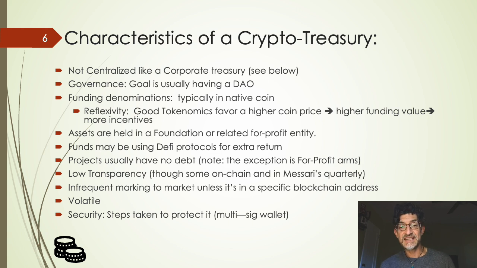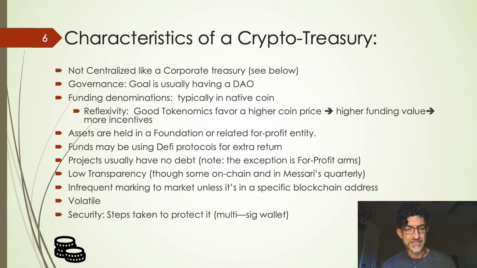There's some reflexivity, meaning higher coin prices lead to higher funding, leading to more incentives, leading to more blockchain usage, which leads to higher coin price. You can think about that later, but the key, if you want to understand that, is that the funding is typically in their own tokens. That's why you get this reflexivity.